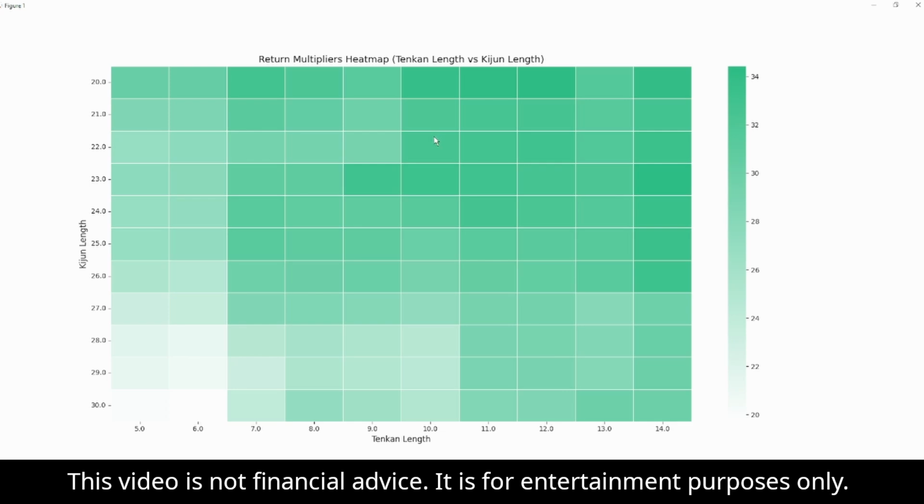So with a starting capital of, for example, $1,000, with a return multiplier of around 30, you would have 30x your money. So you end up having $30,000. So the best performances so far are also on this same greener cells on top at around 11, 12 for the Tenkan and around 20 for the Kijun length. So I have run a backtest for 11 and 20.